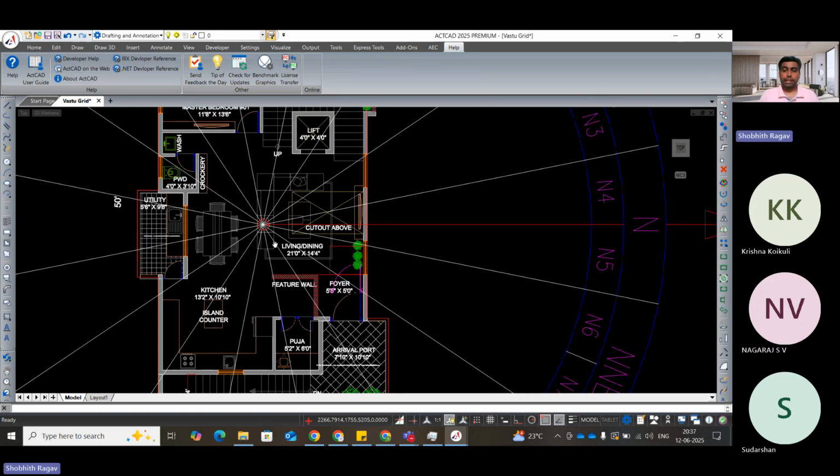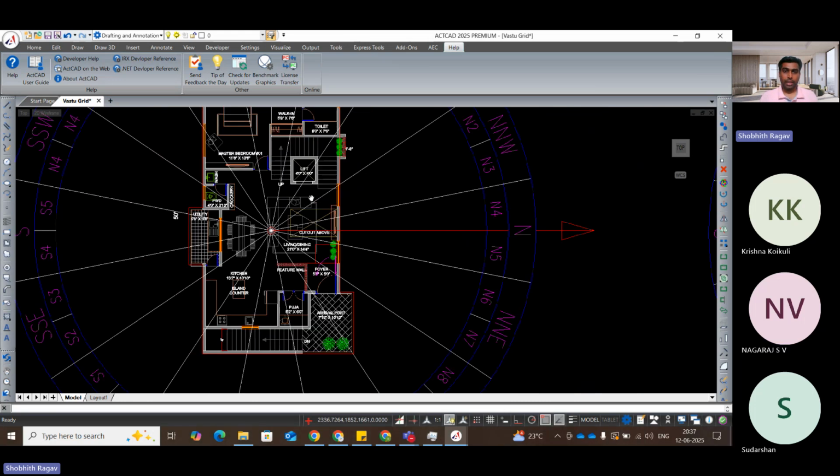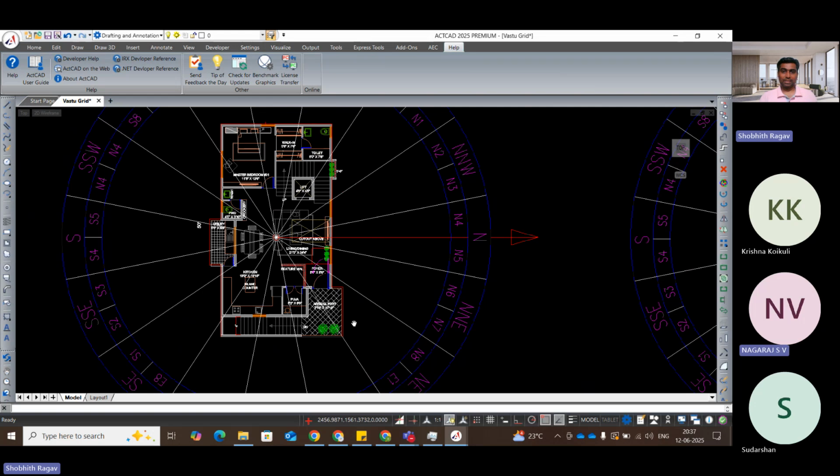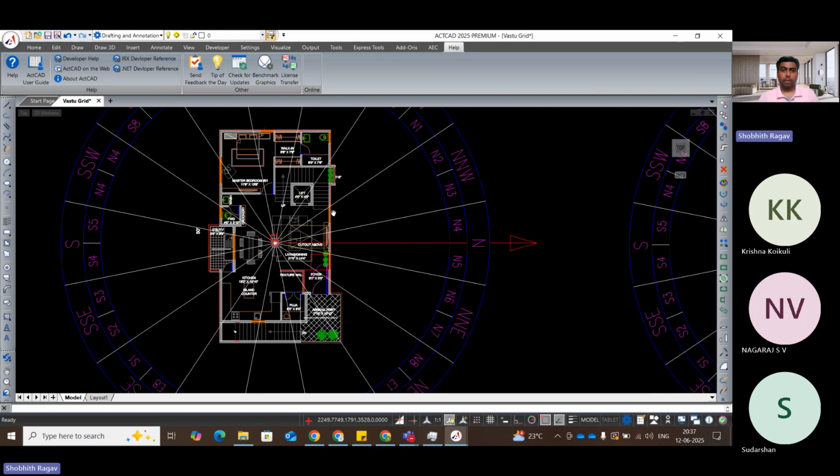See, actually, in the classical times, they told to keep the Brahmastan open. The roof, no. If you would have seen so many old houses, they keep the Brahmastan open like a courtyard and they build all around it. So generally, the idea is you should not be keeping it open.